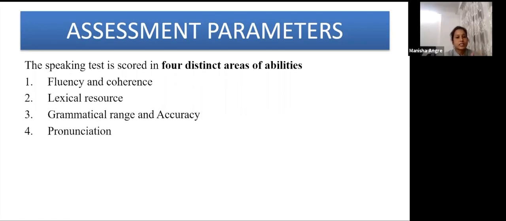Grammatical range and accuracy: of course, if your sentences are too short, again it is understood that you are trying to look for sentences and you do not have the basic language structure, and that's the reason you are making short sentences. Pronunciation, of course. I'll discuss pronunciation again a little later in detail, but for now this much.